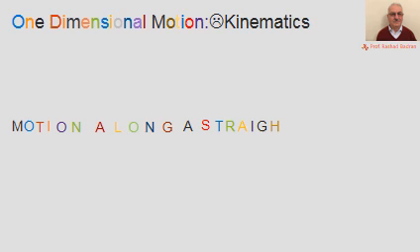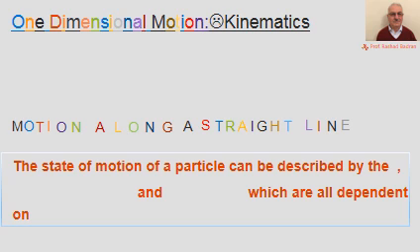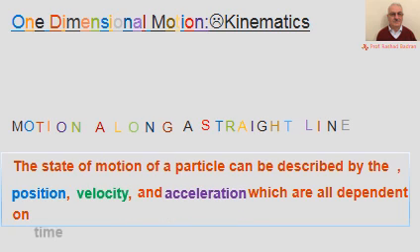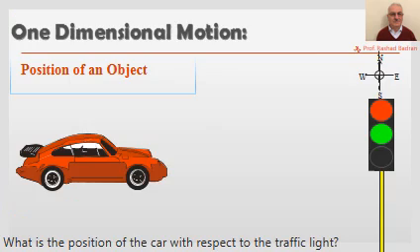The state of motion can be described in terms of 3 physical quantities: the position, the velocity, and the acceleration. And these 3 physical quantities are all dependent on time. The position of an object is a vector quantity, and as you know, a vector quantity has a magnitude and direction.